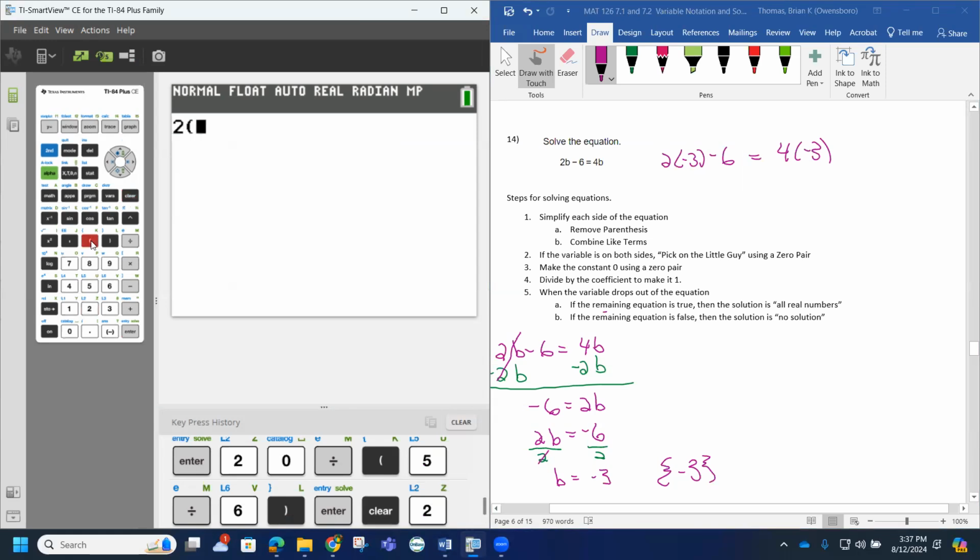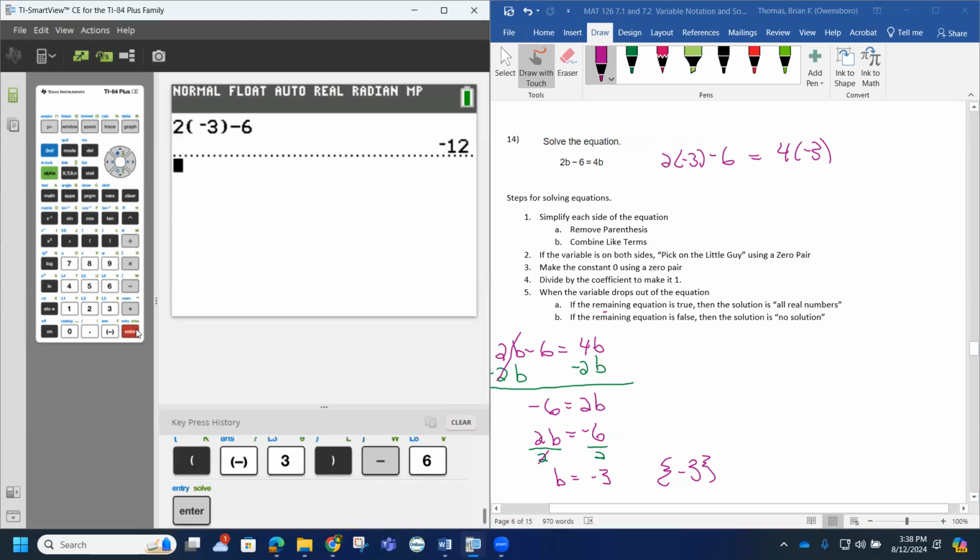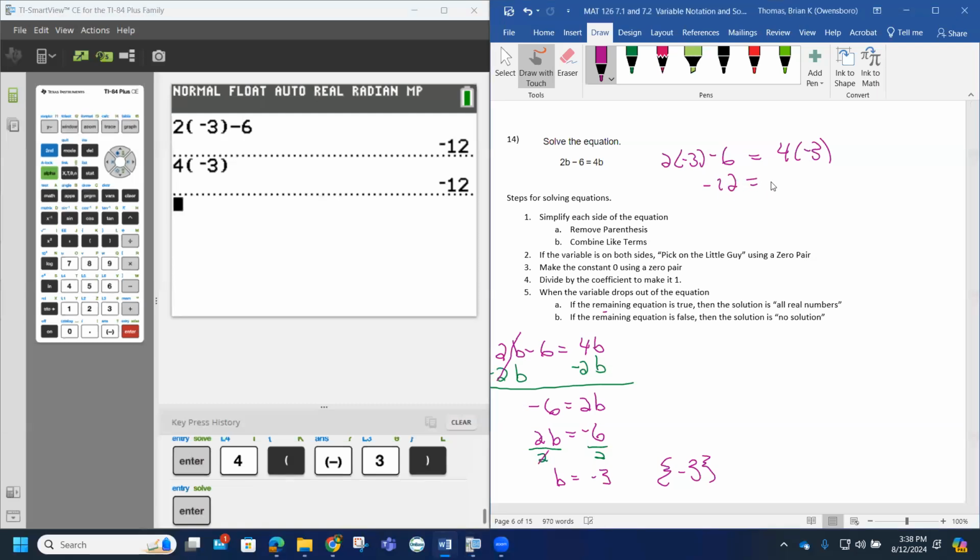So 2 times, and then remember, this is the negative symbol over here on the calculator. In parentheses, a negative 3, close parentheses. And then this is the subtraction sign up here by the plus sign. If I put minus 6 there, if I work that out, that gives me a negative 12. Well, the other side has to also produce a negative 12. So does 4 times a negative 3 also give me a negative 12? It does. So this is a true statement because negative 12 does equal negative 12.